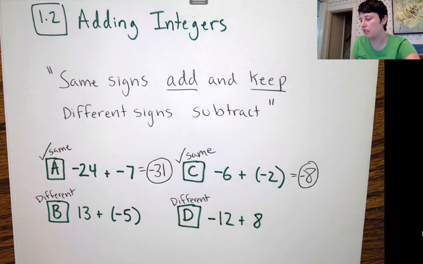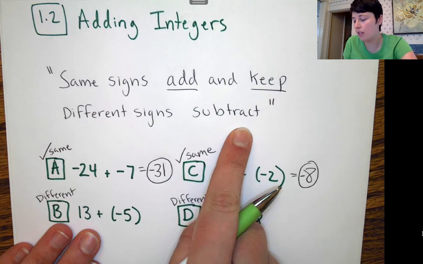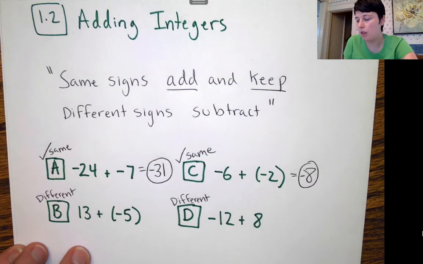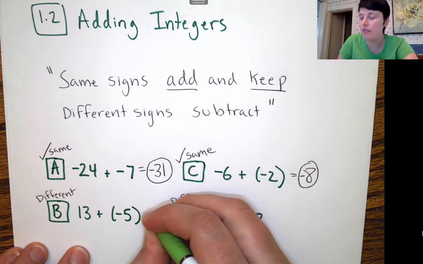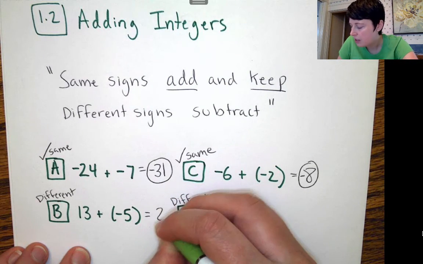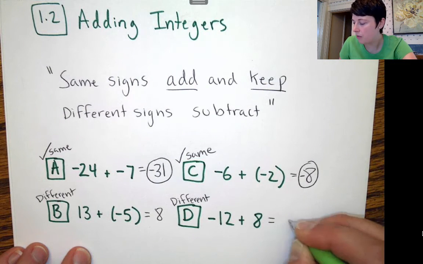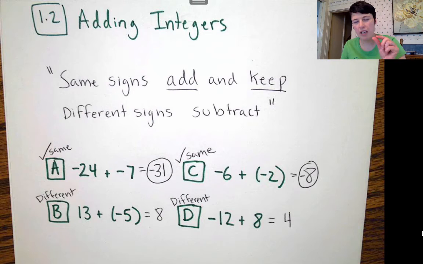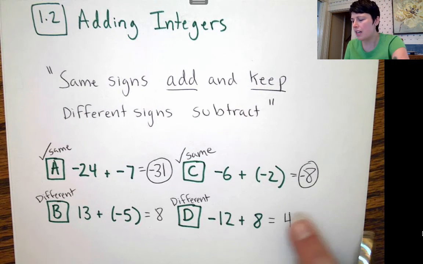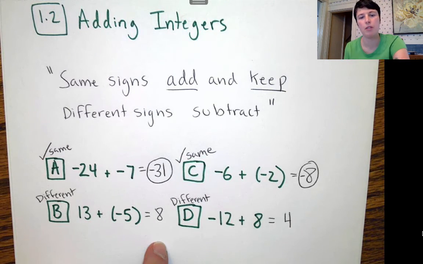Awesome. Now let's do the different signs. Different signs, subtract. Okay, so these are different, so I'm going to subtract. 13 take away 5 is 8. 12 take away 8 is 4. But I need to be a little bit careful here. I need to decide, is my answer supposed to be a positive or a negative number? That part is not exactly in our little chant that we just said.